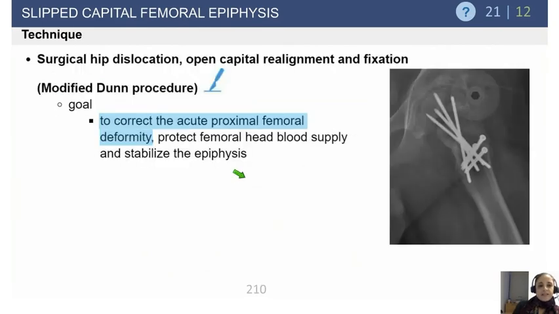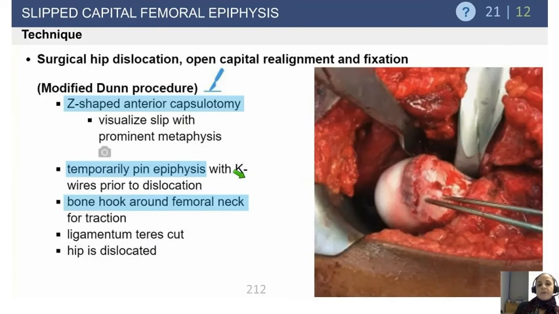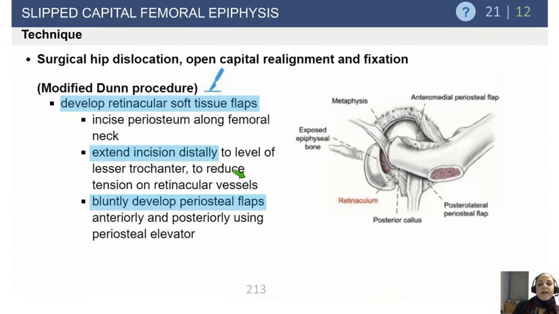So let's talk a little bit about the modified Dunn procedure. The goal of this is to correct the proximal femoral deformity acutely. We do this through a surgical hip dislocation approach. We make a Z-shaped anterior capsulotomy. Temporarily, we're going to pin our epiphysis to allow us to dislocate the hip safely. And then we're going to develop retinacular flaps, and we want to do this circumferentially around the neck and extend this distally down to the lesser trochanter. We want to do this very gently, and we're going to develop these periosteal flaps bluntly.